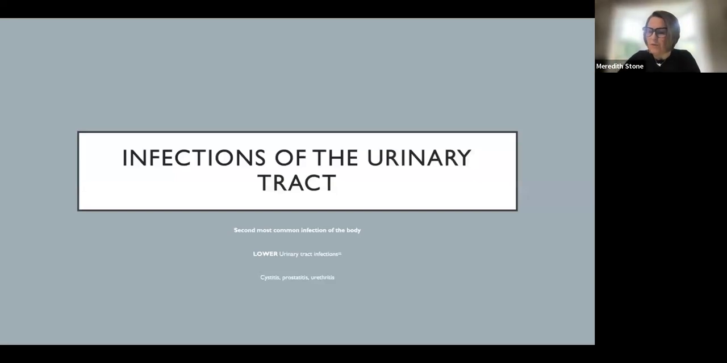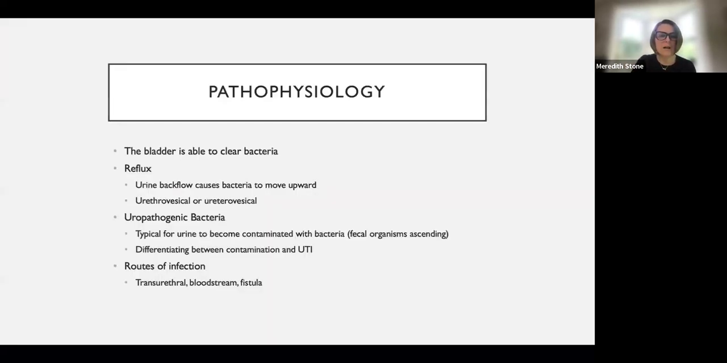Okay, so now we're going to move on to infections. So the first types of infections we're going to talk about are lower urinary tract infections. So those would include cystitis, prostatitis, urethritis, right? We've talked about UTIs, certainly. And they're the second most common infection of the body. We're going to talk about the upper GU infections after.